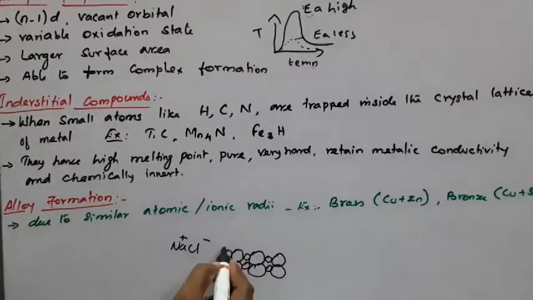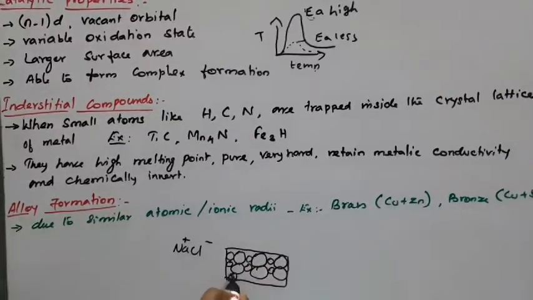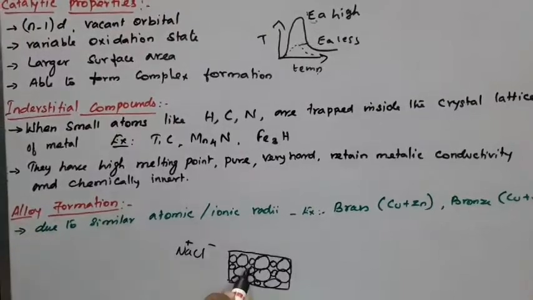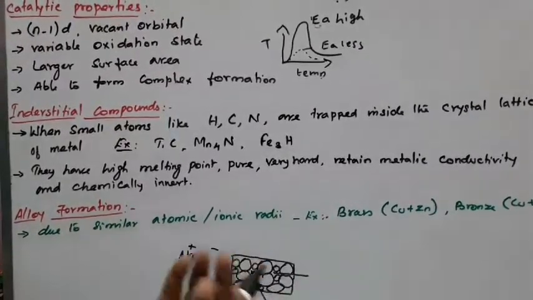So here you see that this is one lattice point. Lattice: smaller, larger, smaller, larger. You see here, some vacant sites are present.